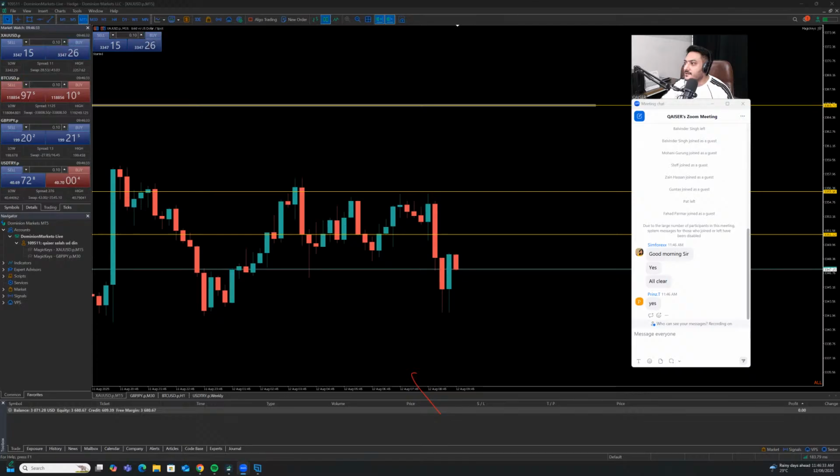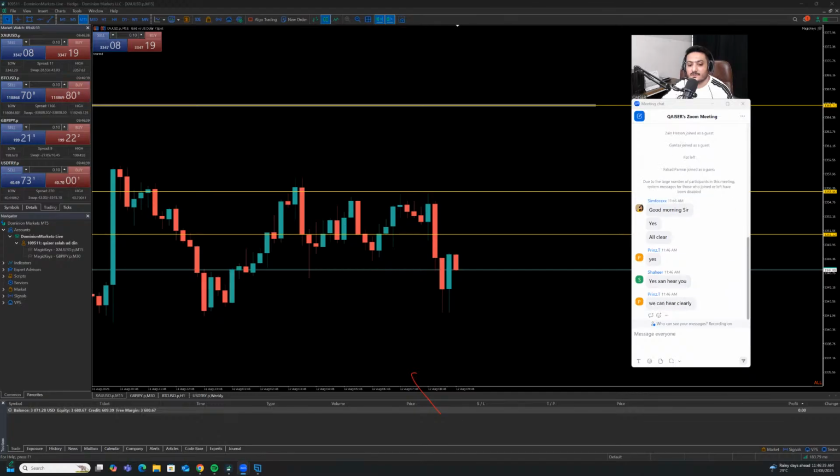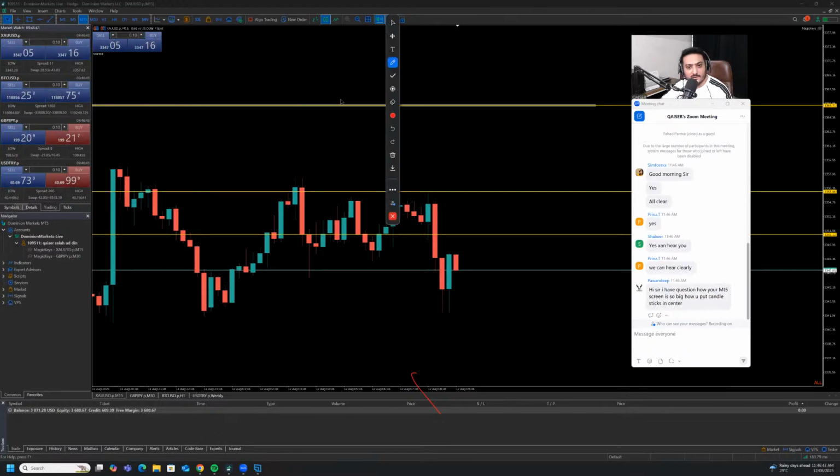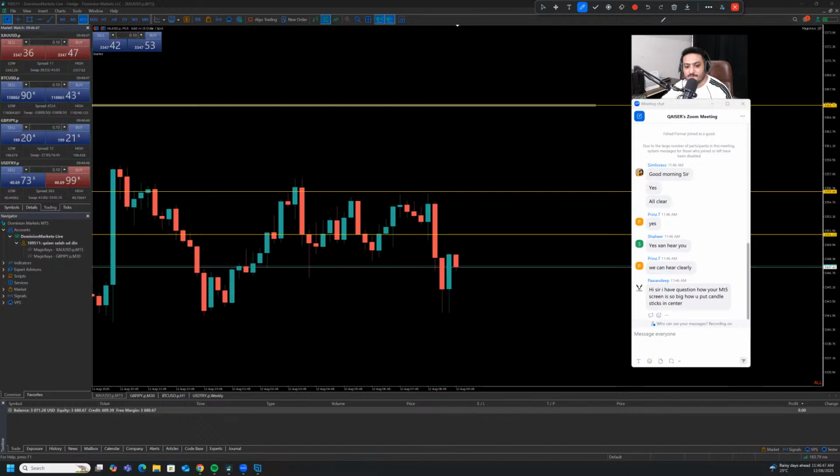So let's just get started. The goal today: later we're going to be hit with the CPI news. So let's just break down the gold chart.